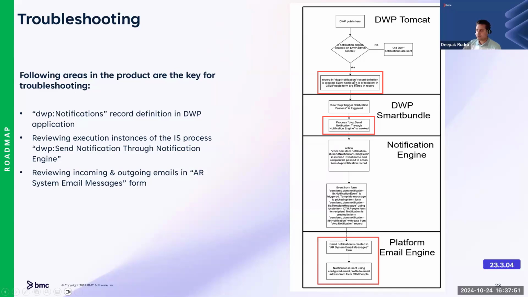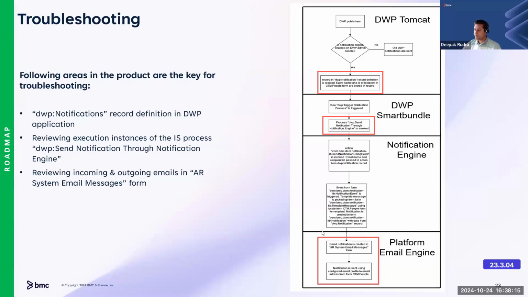So the first step is you look at whether the notification entry is created or not. Second, you see whether the process to replace the variables, to change things before sending it out to your system email messages, has been done or not. So you can look at the process execution history in the Innovation Suite, and we'll see that. I'll show it to you.